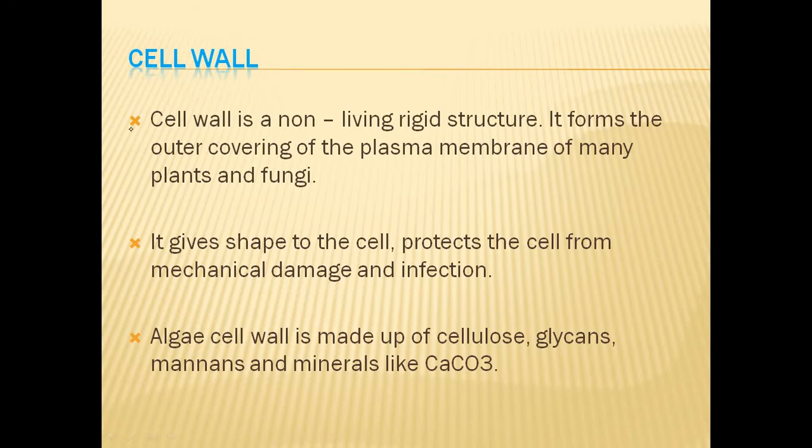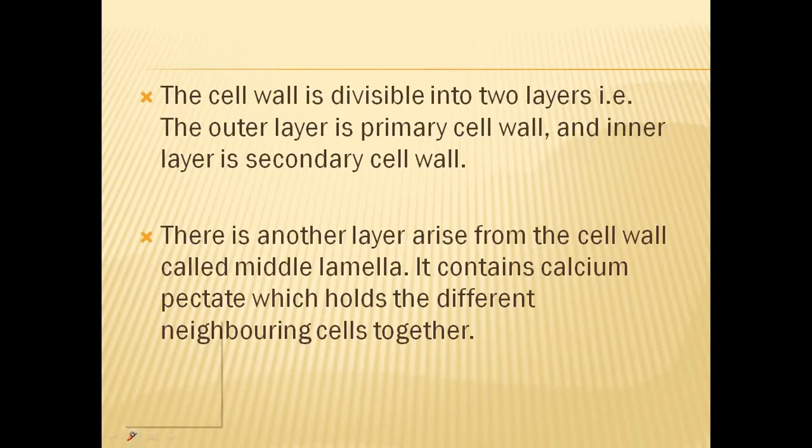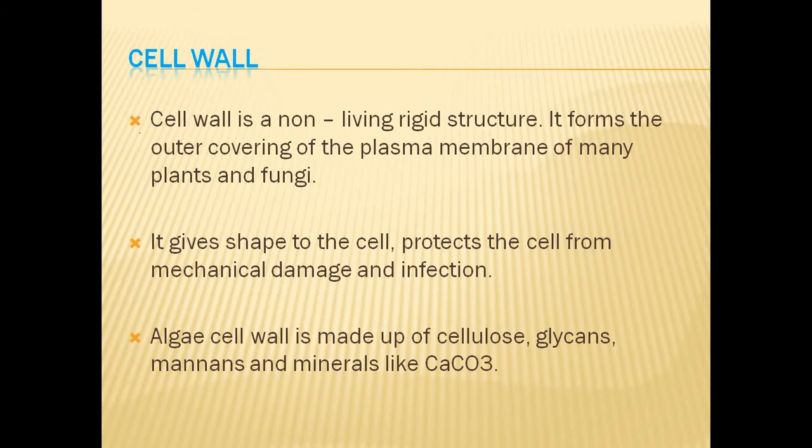The first point here, one minute. Let me change the color. Here, the cell wall is divisible into two layers. Sorry, this is for later. Here, the first point is the cell wall is a non-living rigid structure. Cell wall is a non-living structure and it is rigid.